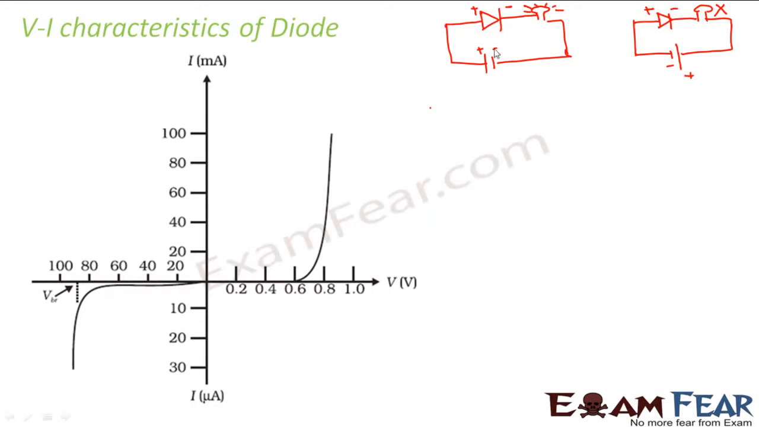Because in this case the diode is forward biased. Therefore, the current flowing through the diode is what? It is the electron diffusion current plus hole diffusion current, which is very large. So a large amount of current flows through the diode. As a result, the bulb glows. But when the diode is connected in reverse biasing, the current which flows through the diode is very negligible because it is only the drift current. So the current is so small that it is not sufficient for the bulb to glow. As a result, the bulb does not glow.